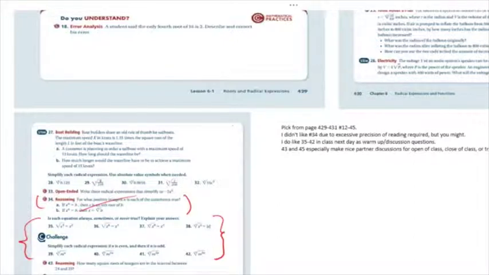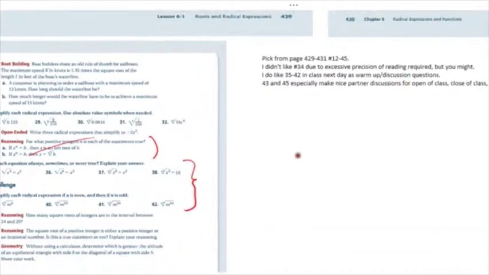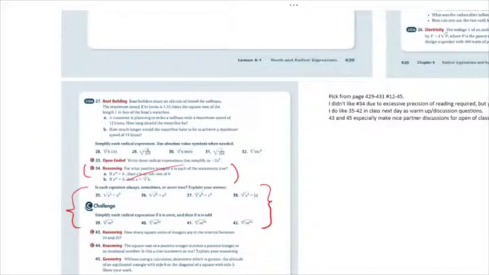43 and 45 are really nice partner discussion questions for the open of class or transition time between two things. Some of them are really thoughtful problems. Sometimes these don't make the best home problems, although if you have a really high-end class, I think they would. It'd be nice to send them home and re-talk about them. But they do make really good discussion questions. For instance, on number 43, how many square roots of integers are in the interval between 24 and 25? This just lets them think a little bit about integers.